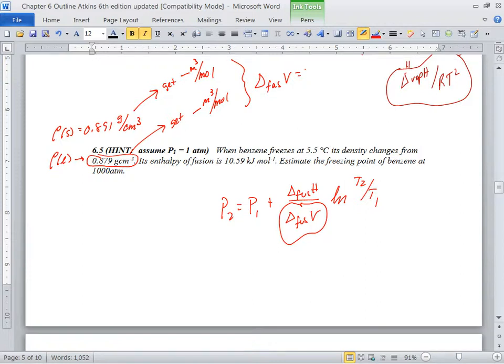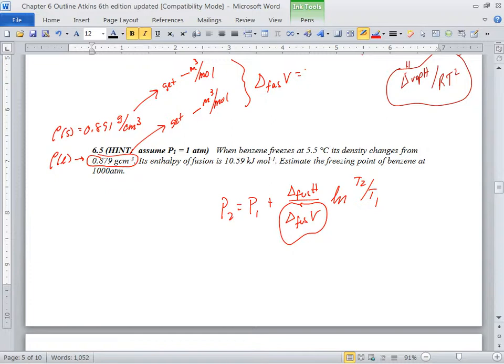So when you get to cubic, don't worry about it. You can see how to get the cubic meters per mole, right? Which one do you subtract? Which from which? It's freezing, so it's liquid to solid, so subtract solid minus liquid, final minus initial.